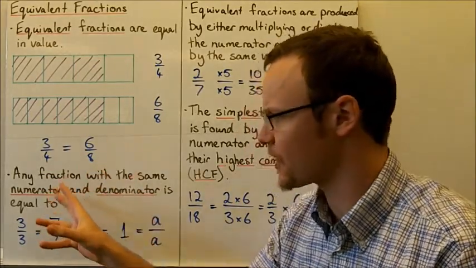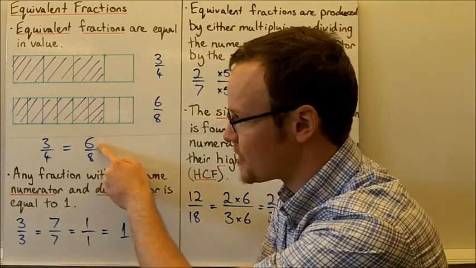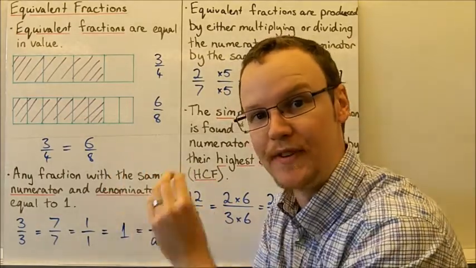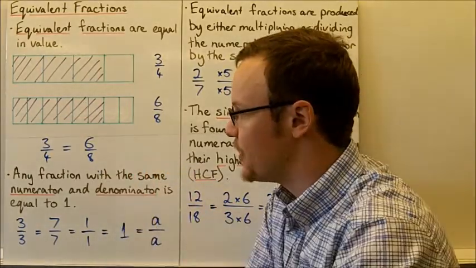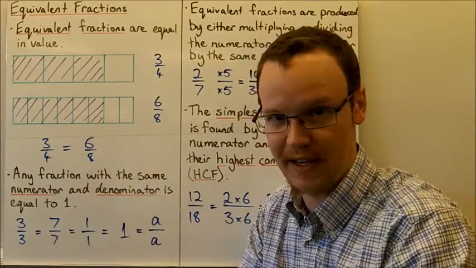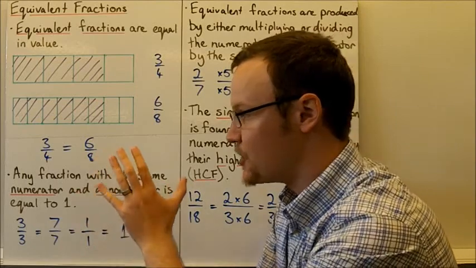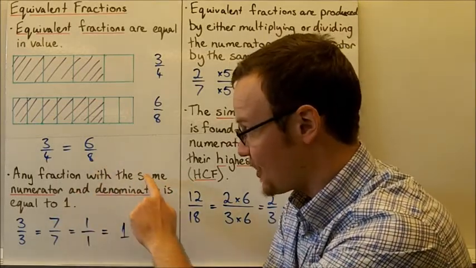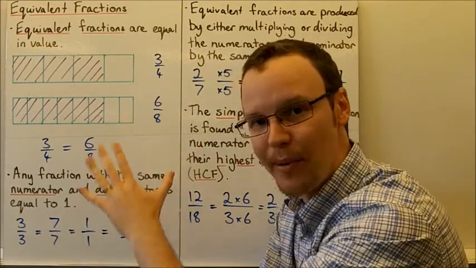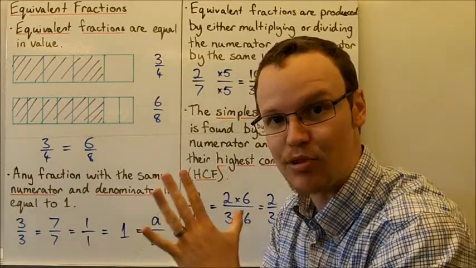So remember, the numerator is the number above this line, the name of the line is called the vinculum, and the denominator is the number that's below the vinculum. So the numerator and denominator. If the numerator and denominator are the same number, if they were both 6 or both 4 or both 8 or whatever, then the actual fraction is equal to 1.